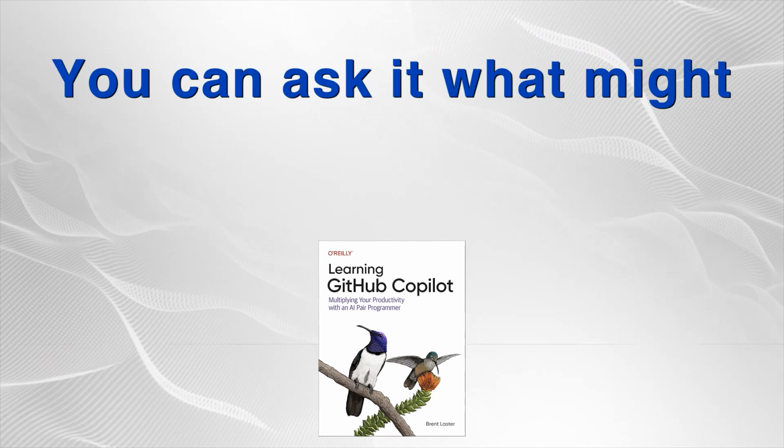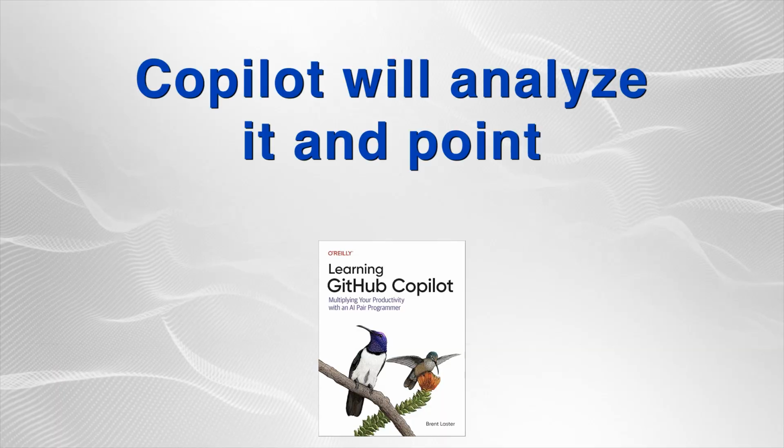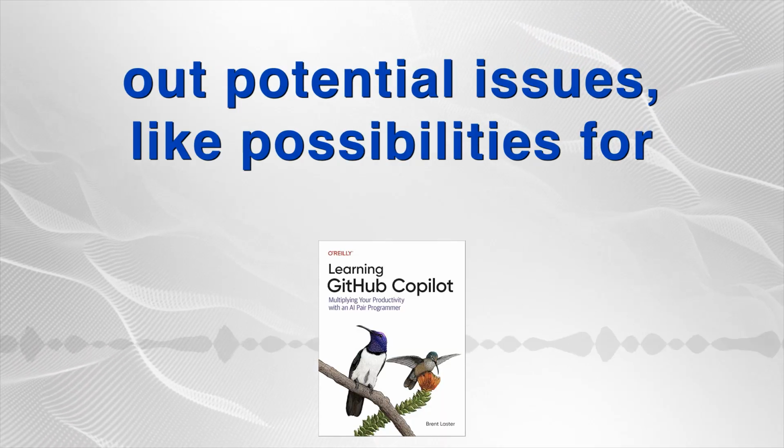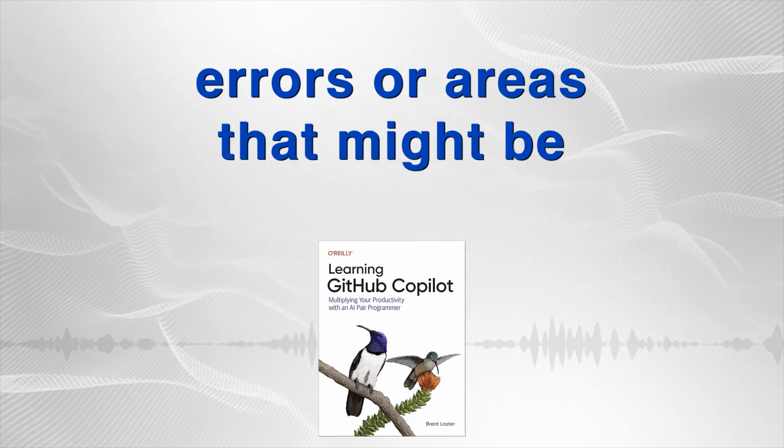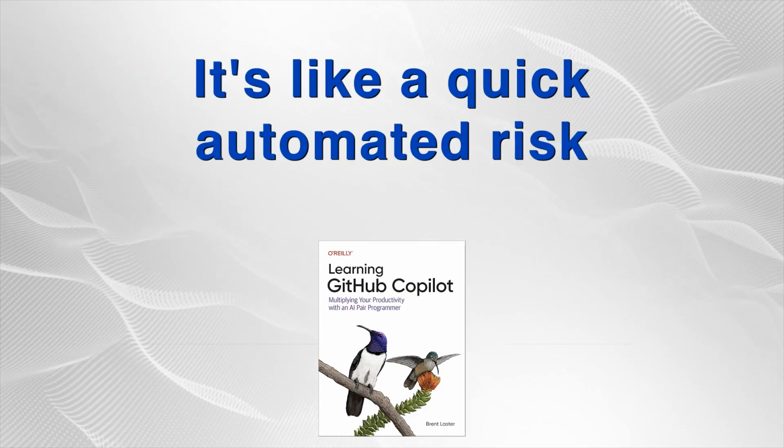It can try. You can ask it what might go wrong in this code. Copilot will analyze it and point out potential issues, like possibilities for errors or areas that might be fragile. It's like a quick, automated risk assessment.